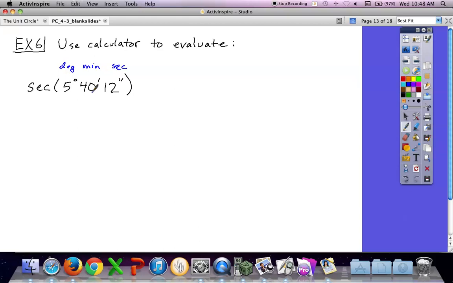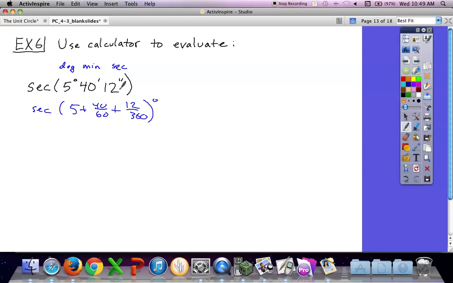You can't do that. You could say it's the secant of 5 plus 40 over 60 plus 12 over 360 degrees. I mean, that would be okay. But your calculator actually will do this for you. There is a place to find degrees, minutes, and seconds. And we actually don't use this very much.